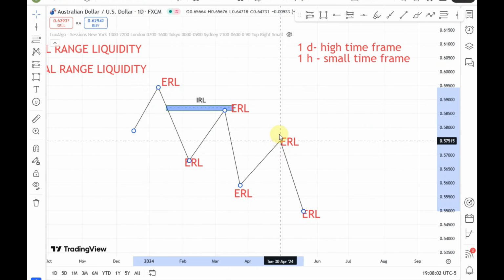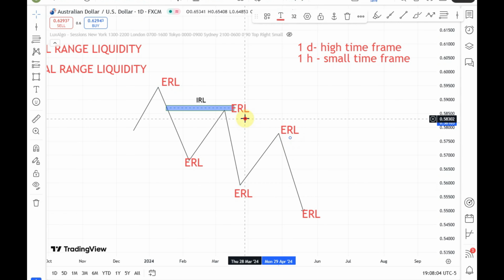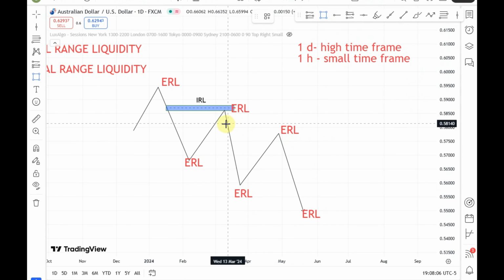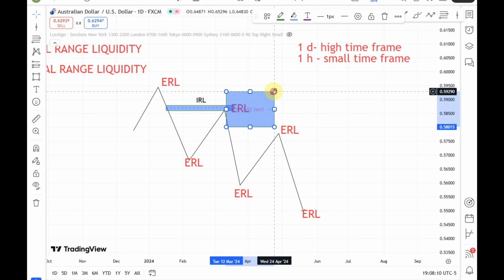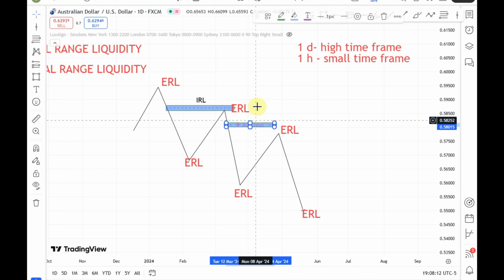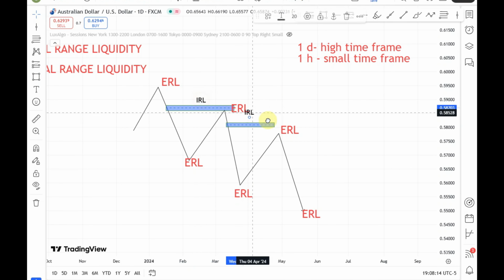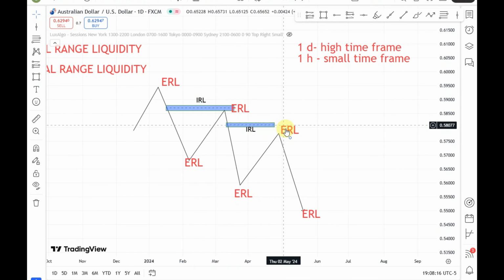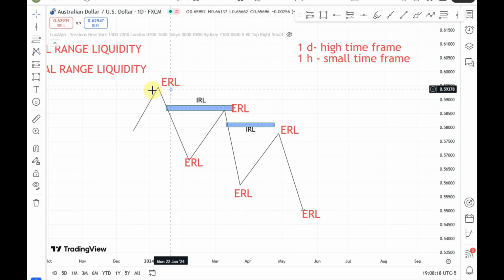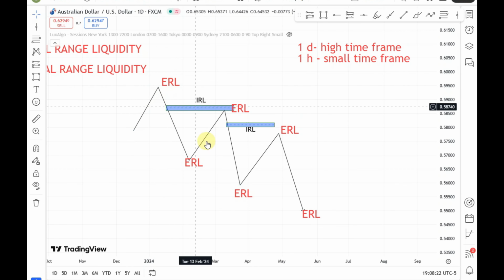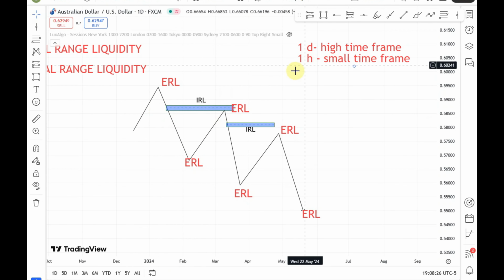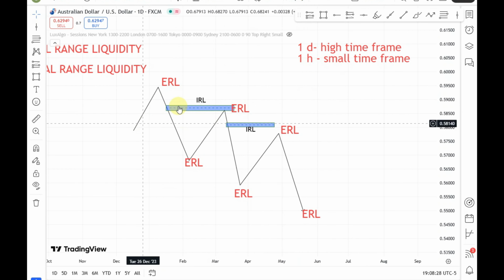You might find that there are some other internal range liquidities. Maybe there is another block here. It can be IRL as well. So on my daily time frame, I mark the external range liquidities, and then for the internal, I use the 1H to mark out the internal range liquidity.